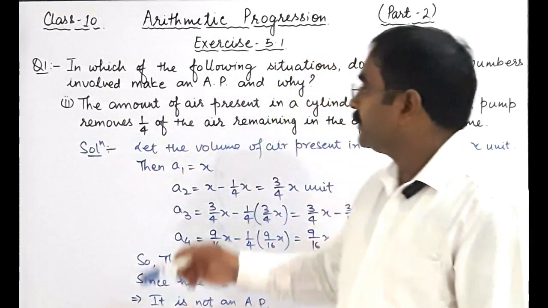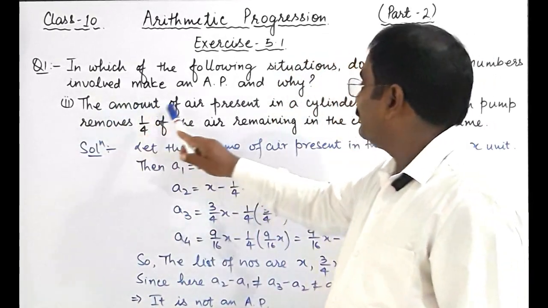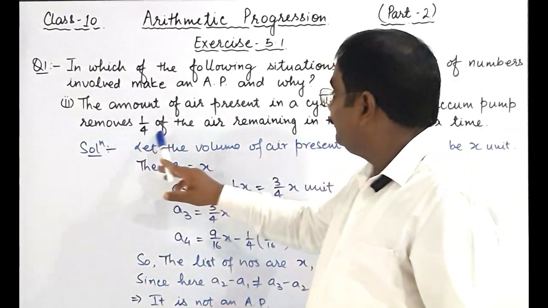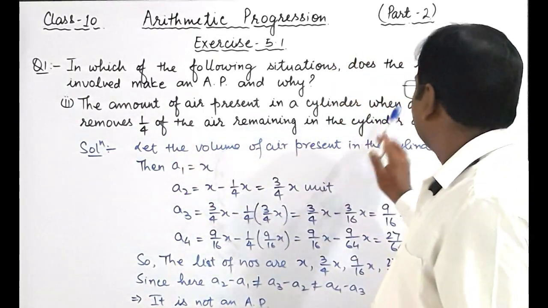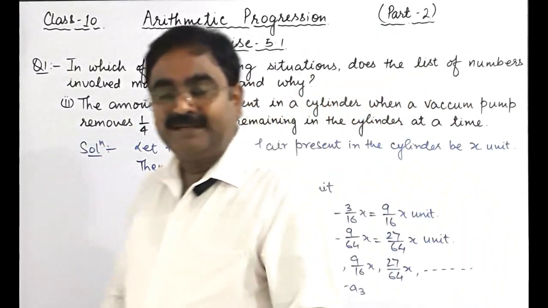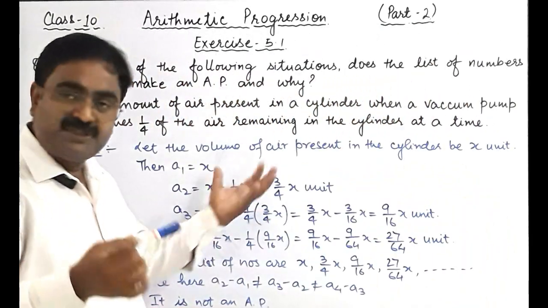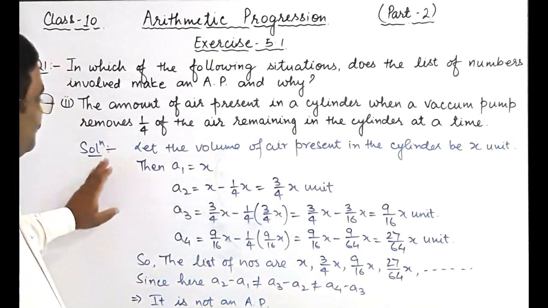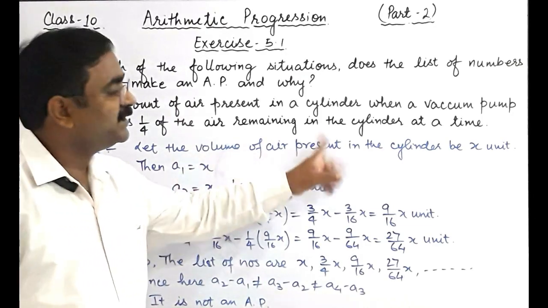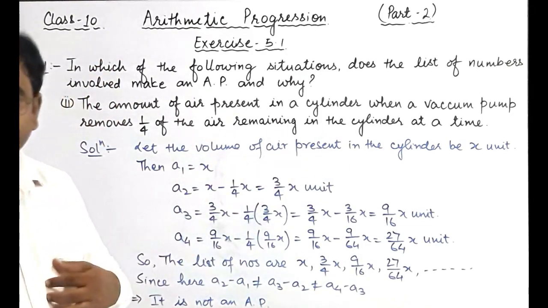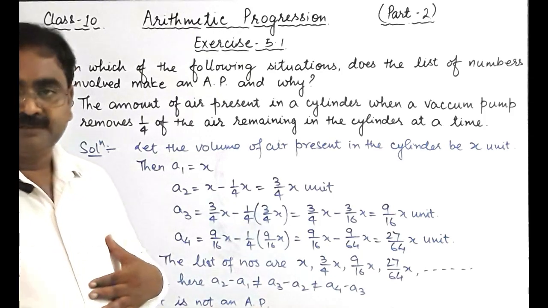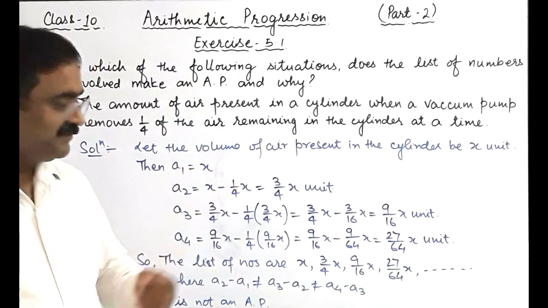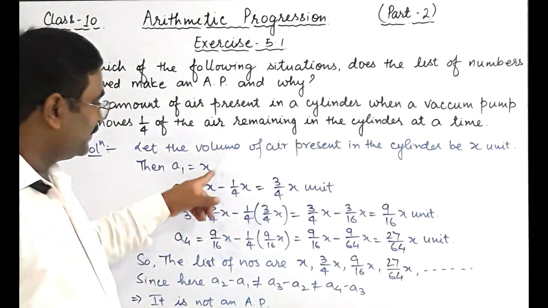In the second part, it is given the amount of air present in the cylinder when a vacuum pump removes 1/4 of the air remaining in the cylinder at a time. In this, you have to understand whether it is an arithmetic progression or not. Suppose the volume of air present in the cylinder is x unit. So the first term is x unit.